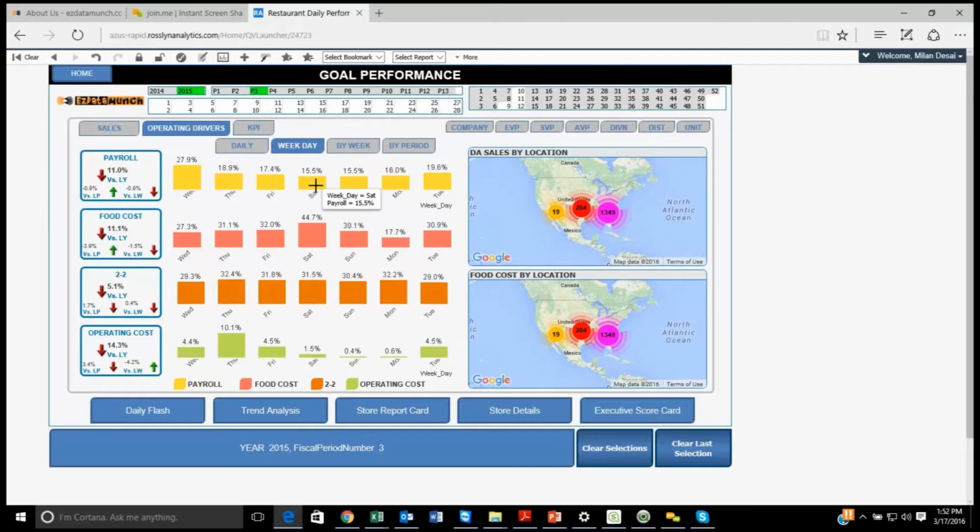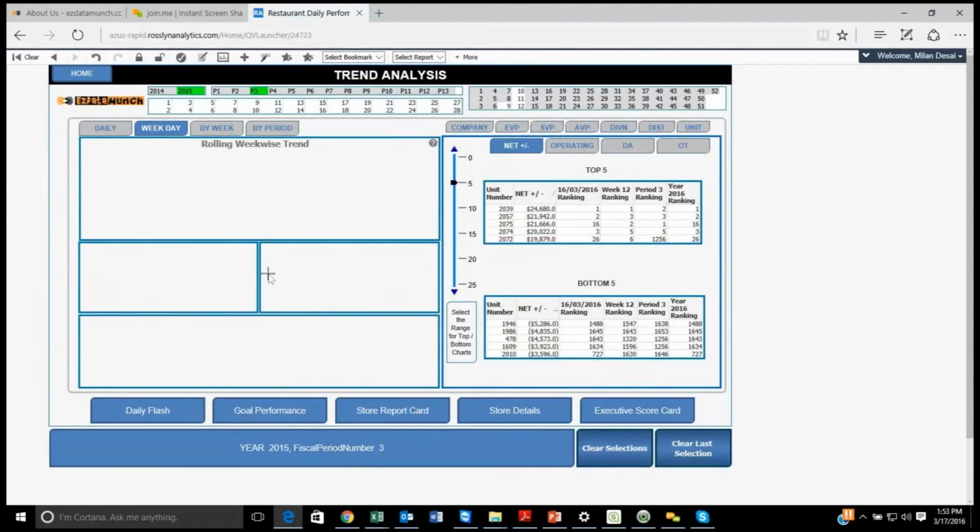A lot of the restaurant chains that we work with have their week start on Sunday night or a Monday morning, or we have seen some restaurants that actually start their week in the middle of the week, like Wednesday or Thursday, from a reporting perspective. So it really depends upon how you are measuring and how you are reporting your performance. Now, this is a trend analysis.